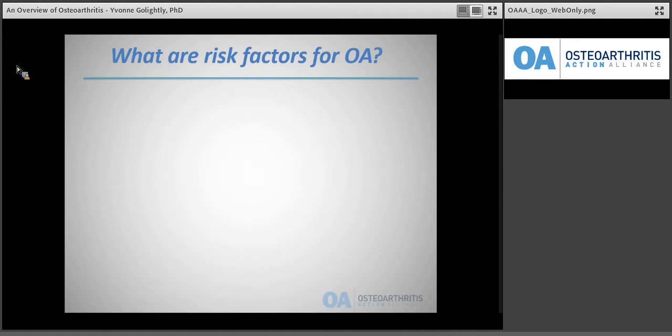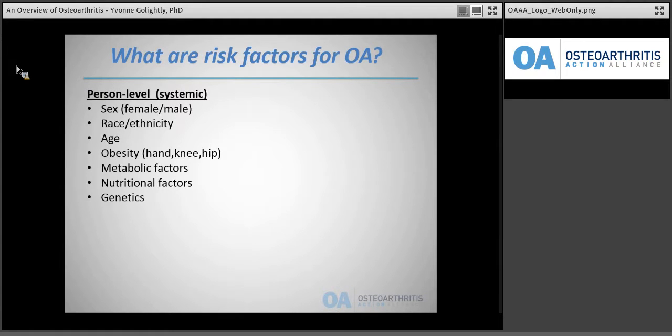So what are the risk factors for osteoarthritis? There are person-level risk factors that include sex, race and ethnicity. We do see it in individuals as they age. We also see it with obesity, and some of this with obesity may be related to metabolic factors, nutritional factors. And then we also see it with genetics. All of these person-level factors are related to susceptibility to developing osteoarthritis.